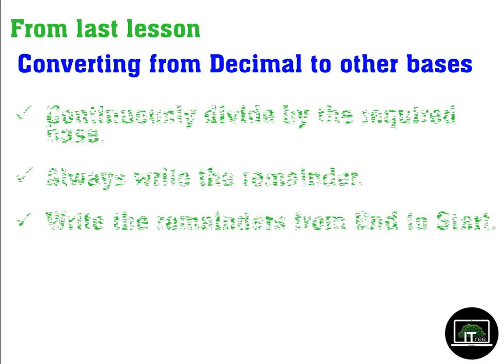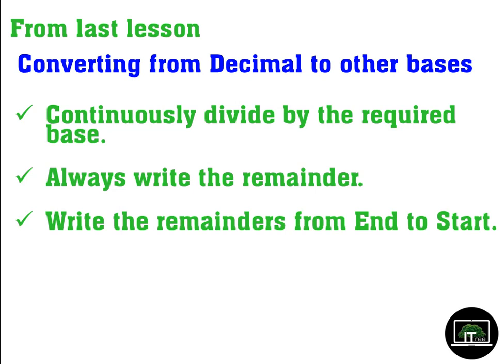Okay, today we'll start the third part of the lesson. Before we start, we try to summarize what we have discussed in the last lesson. In the last lesson, we discussed how we can convert a number from decimal base 10 to other bases. This is a very simple method. You simply divide the number by the required base. You continuously divide your number by the required base.